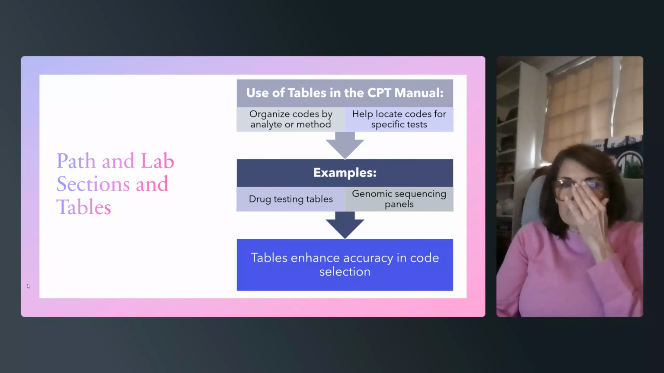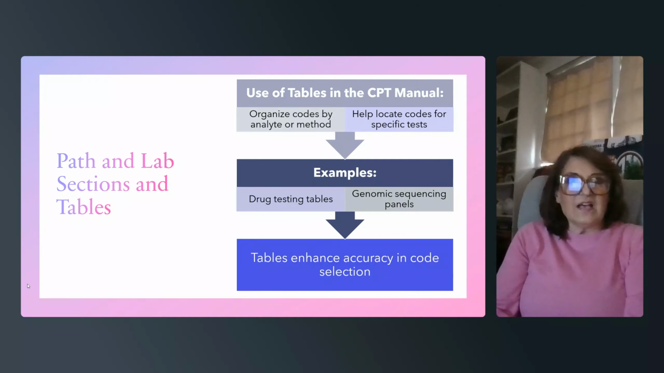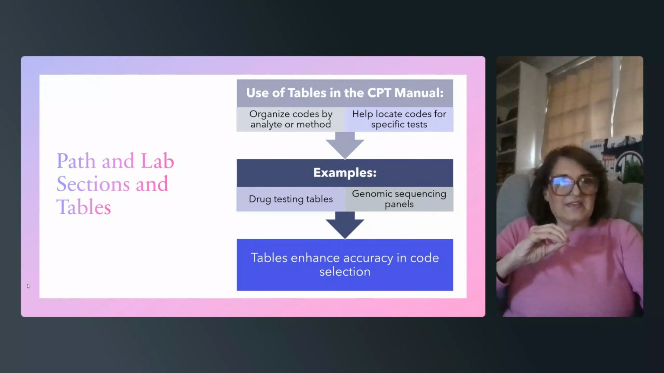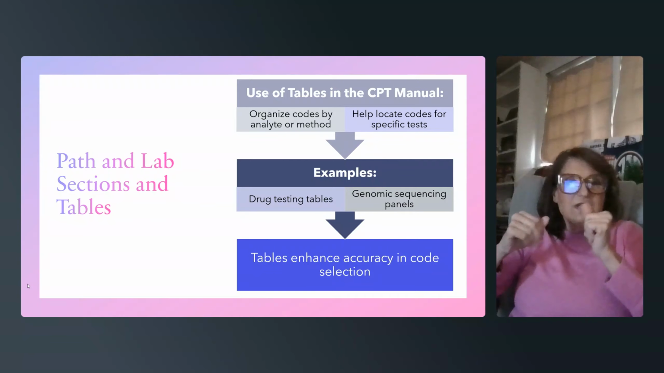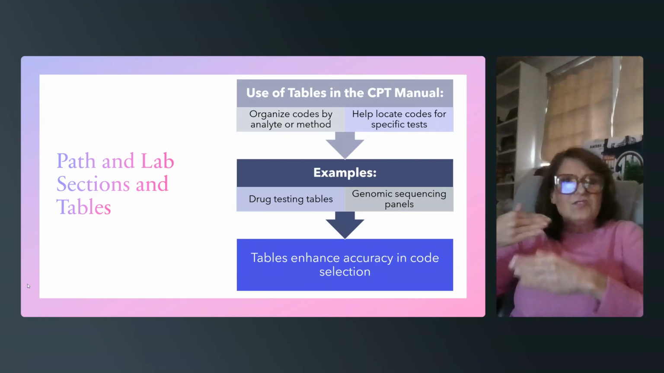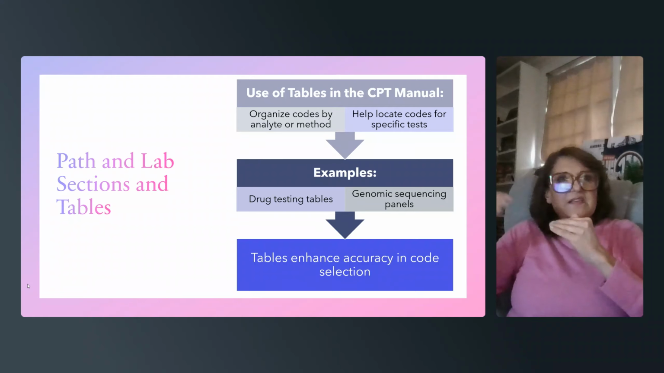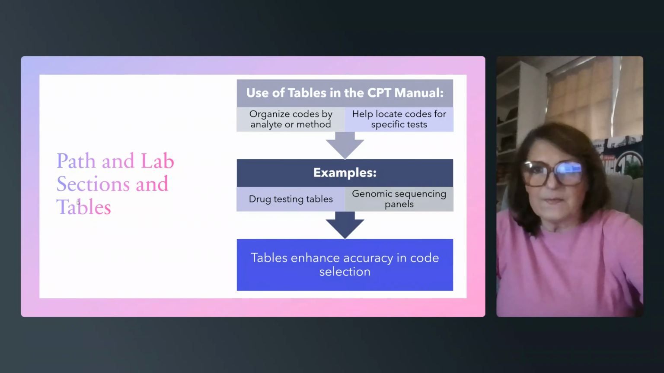There are different tables in the Path and Lab section. If you go in there and look, you'll see them. They help to organize codes by either the analyte, which is the chemical, or the method. You can use them to locate codes for specific tests. Different examples would be drug testing tables, and if you open your CPT manual, you can see these tables, and genomic sequencing panels. They do enhance accuracy in code selection. Just because of the way everything's organized and grouped in those tables, it can make the selection of the code a lot easier.